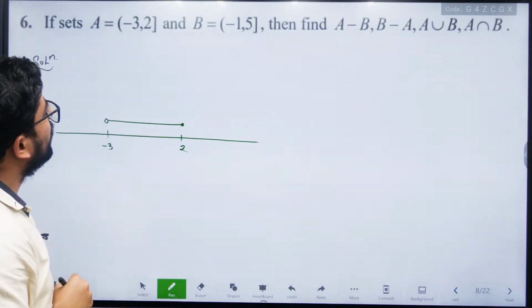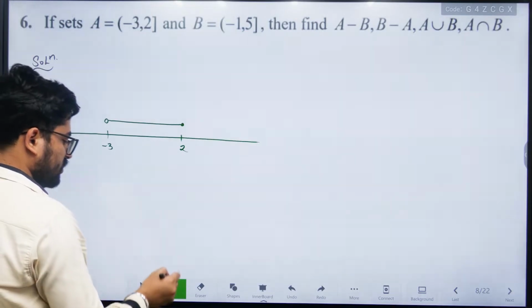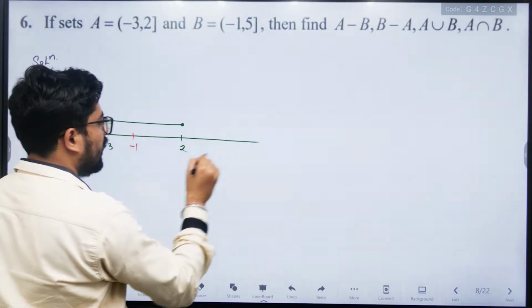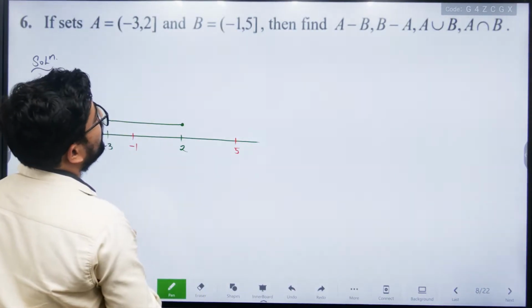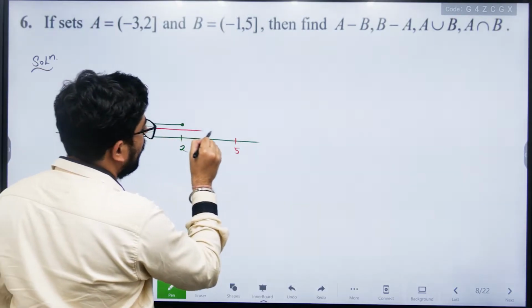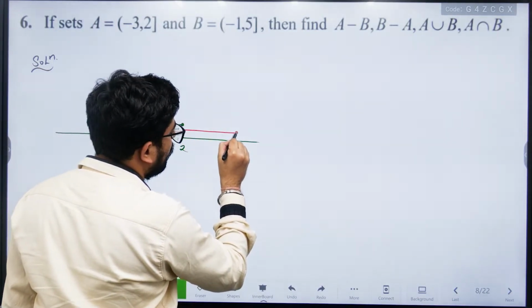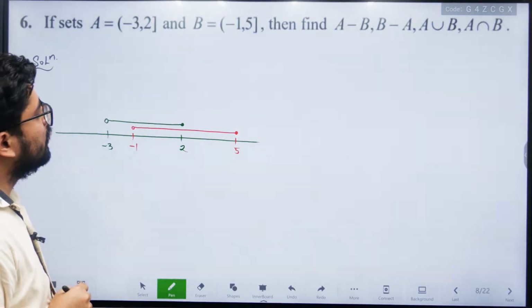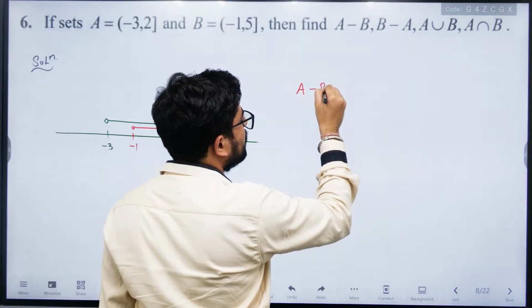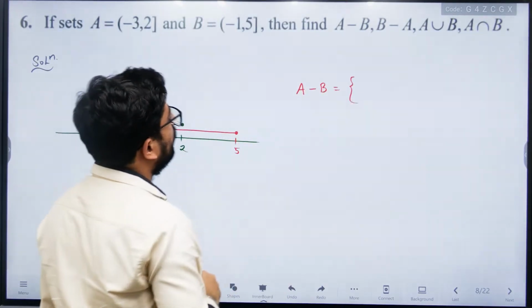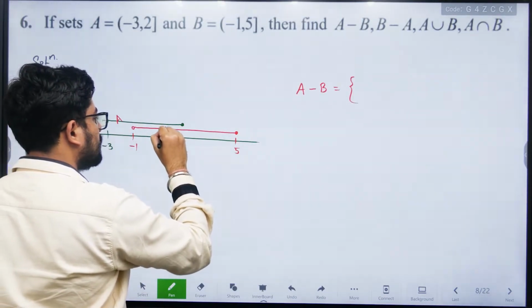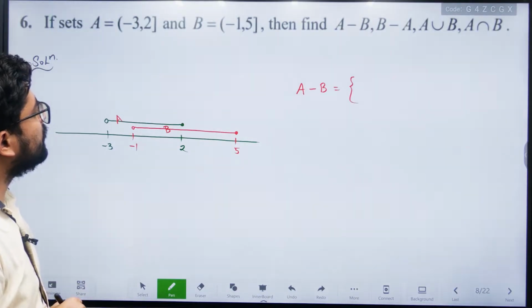close. Got it? B is minus 1 to 5. Minus 1 is, let's say, somewhere here and 5 is somewhere here. Minus 1 to 5. Minus 1 open and 5 close. Okay. First, A minus B. You have to find A minus B. So the A set is minus 3 to 2. So this is your A set and this is your B set.